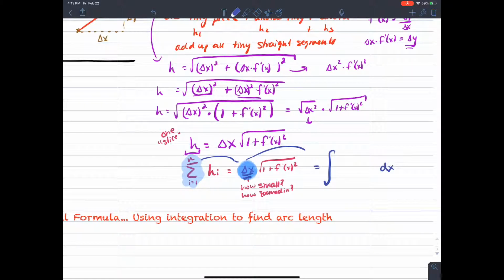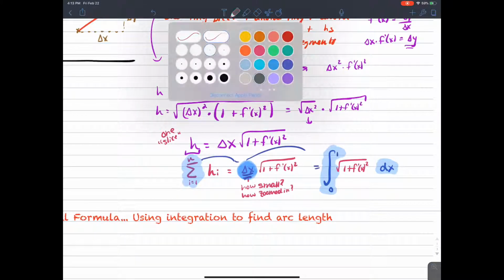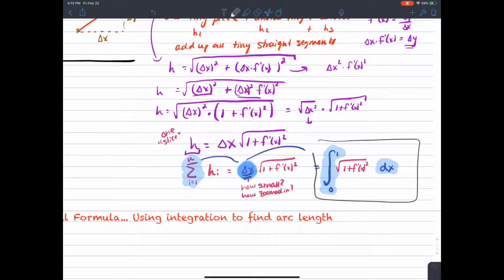Now, in this case, we start at the x value of 0, and we want an infinite number of partitions. So dx is going to cover as many as we can from 0 all the way up to the last x value of 1. The only thing that was left in this formula was the square root of 1 plus f prime of x squared. So this formula here will give us the length of the curve, the square root of x, from 0 to 1.